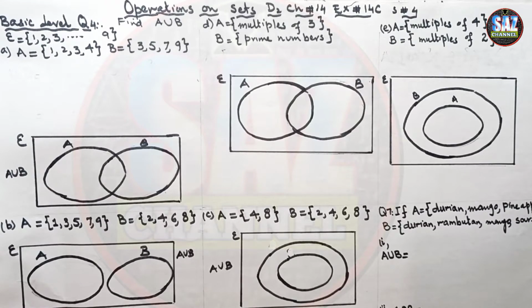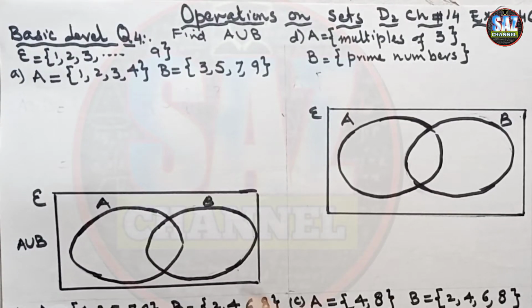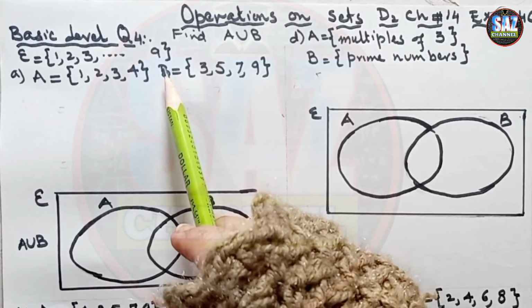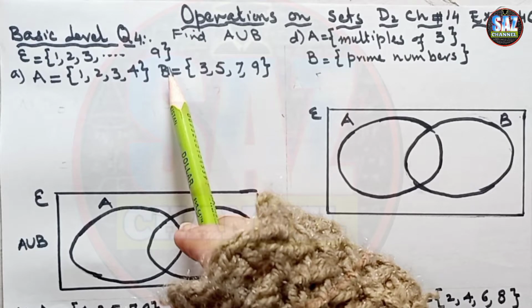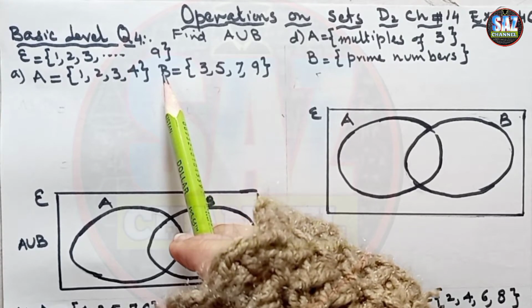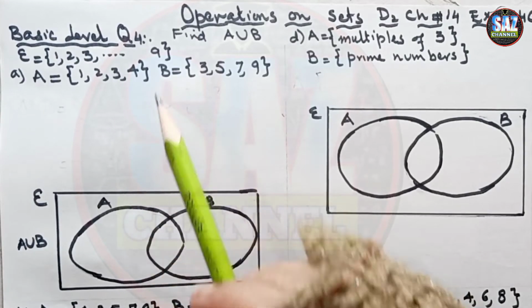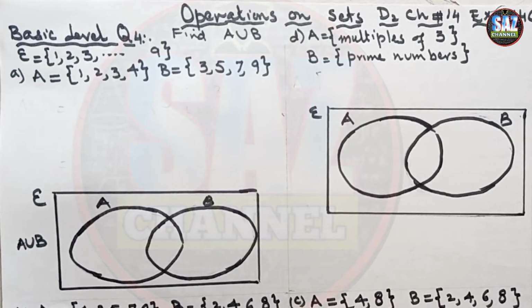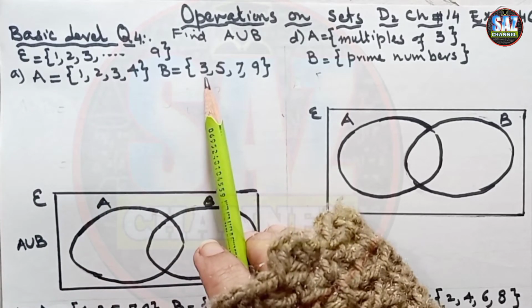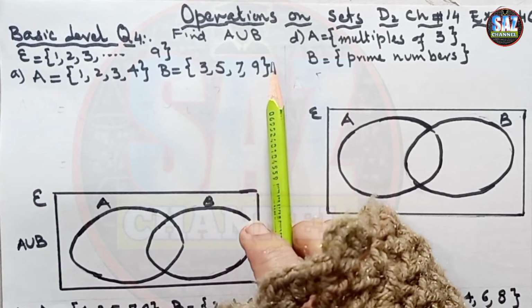Okay, let's move to question number 4, basic level. Question says that it is given that universal equals 1, 2, 3, 4, 5, 6, 7, 8, and 9. And then we have to draw the Venn diagram to illustrate the following sets in the following cases, and we have to find A union B for the given situations. So let's move to question number 4, A part. Question 4A is set A is having the elements 1, 2, 3, and 4, and B is having the elements 3, 5, 7, and 9.